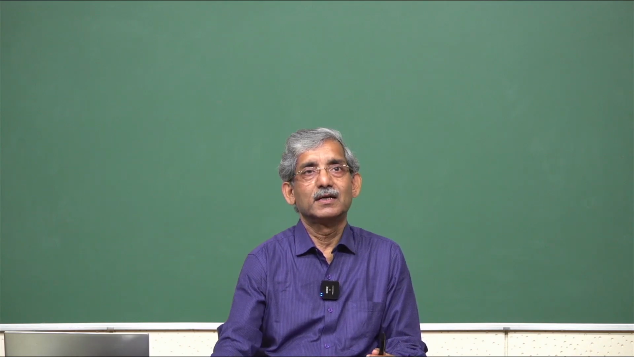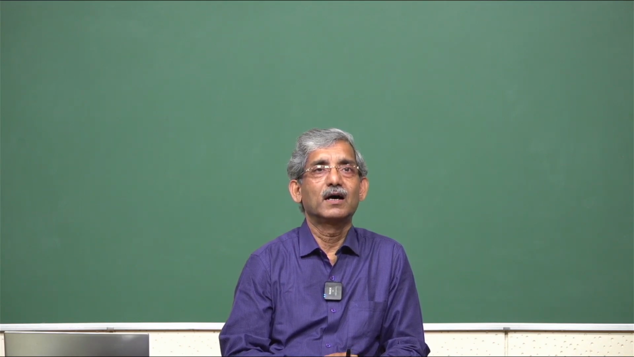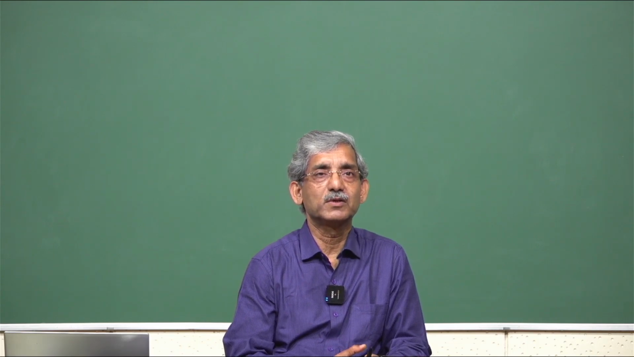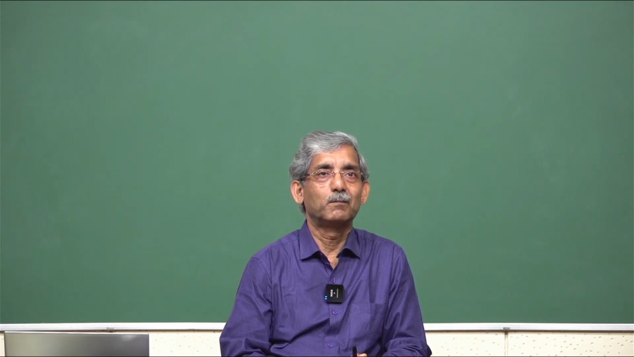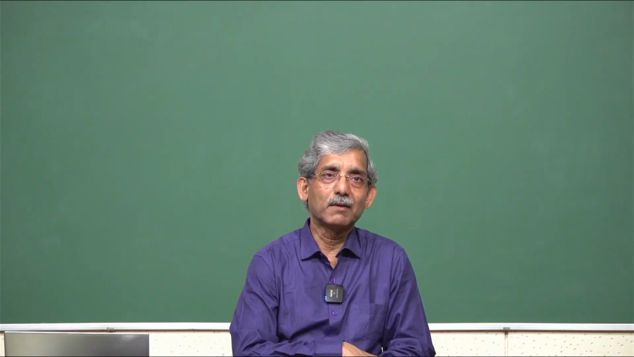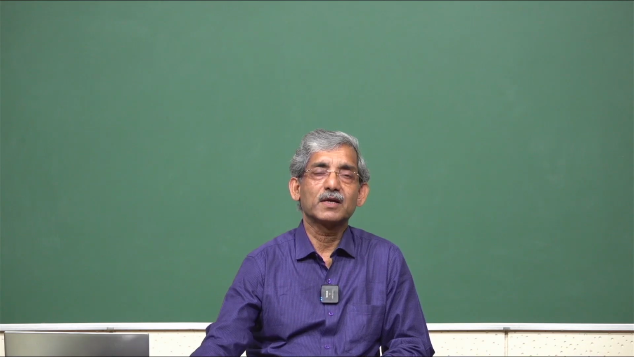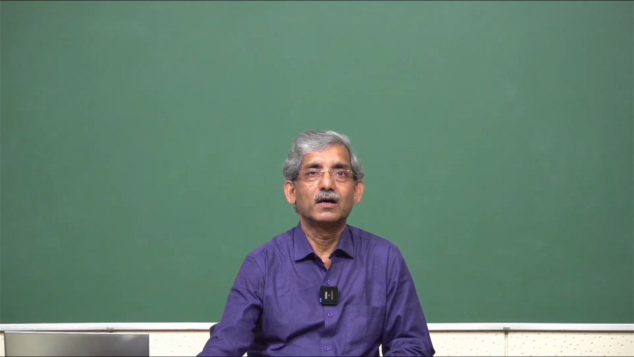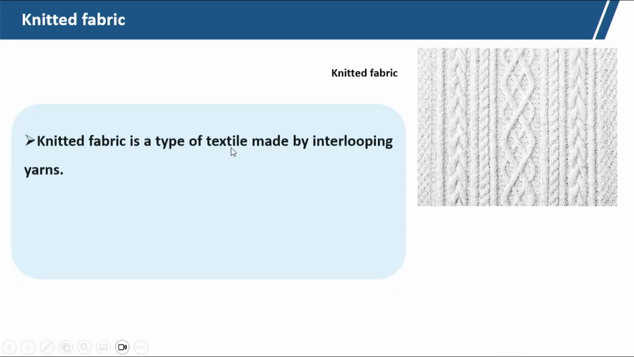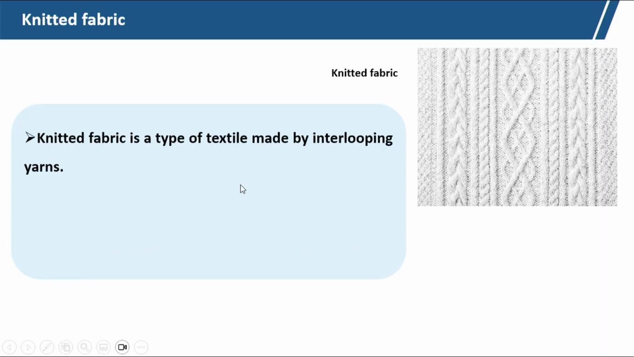Now, we will discuss the knitted fabrics. Knitted fabrics are, after woven, the next very important structure, which is used for protective textiles like gloves and many other applications. The knitted fabrics are basically characterized by loops, typically made of interlooping.